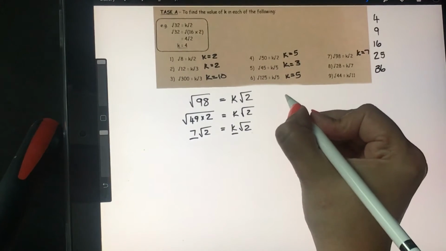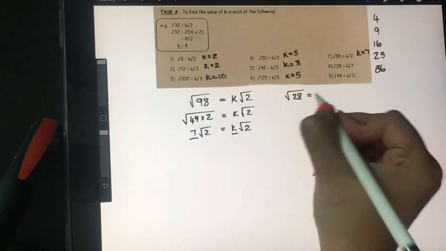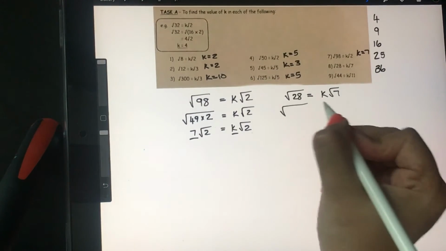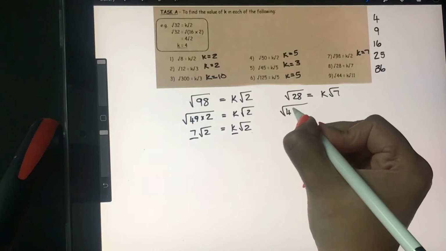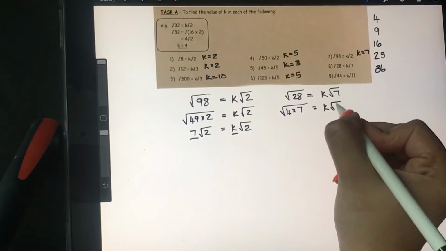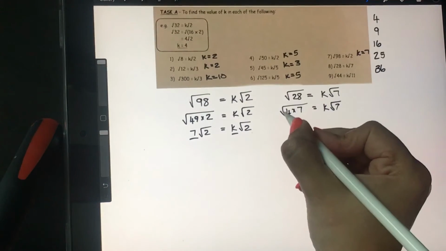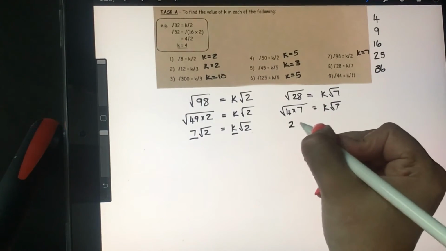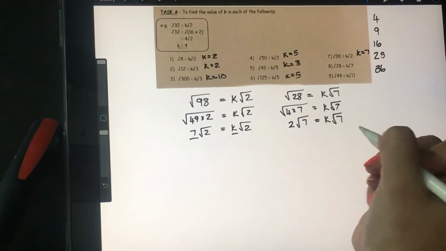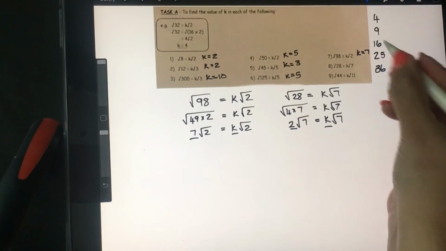For number 8, we've got root 28 is equal to k root 7. I'm sure you're seeing the pattern here. 4 times 7 equals 28 is equal to k root 7. The square root of 4 is equal to 2. So we get 2 root 7, equal to k root 7. So k is equal to 2.